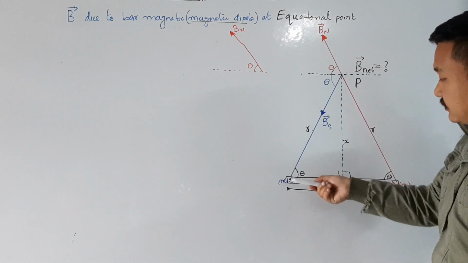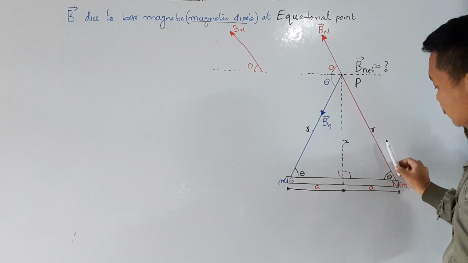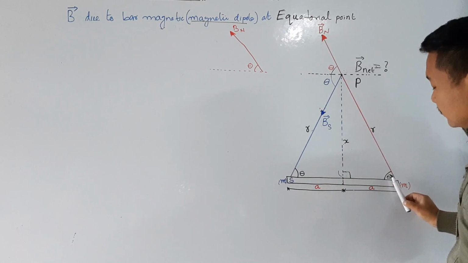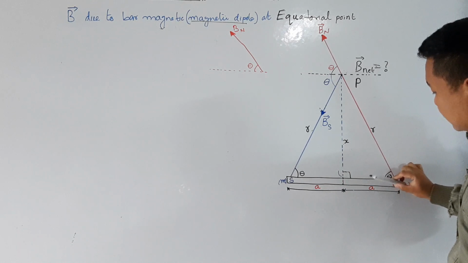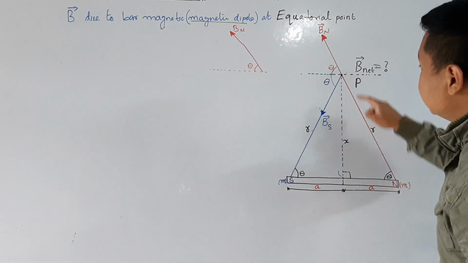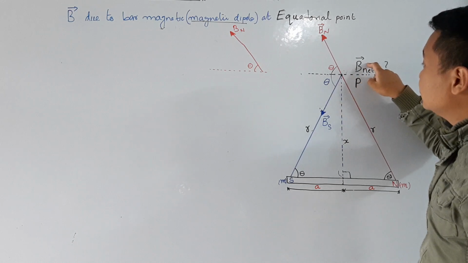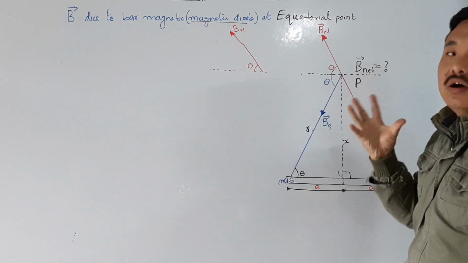Let the angle between this bar magnet and this line be theta. This is also theta. So the angle between this line and this bar magnet is theta here, and there is also theta. So at this point, I want to find the magnetic field B. B net equals how much?